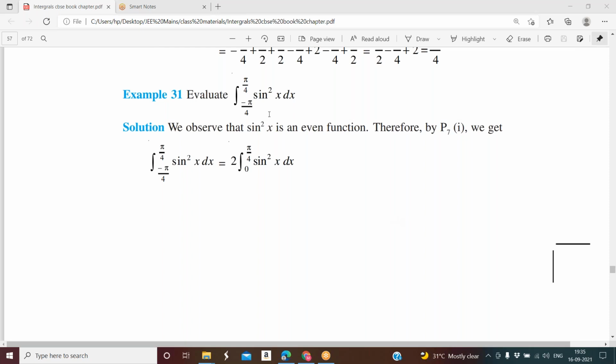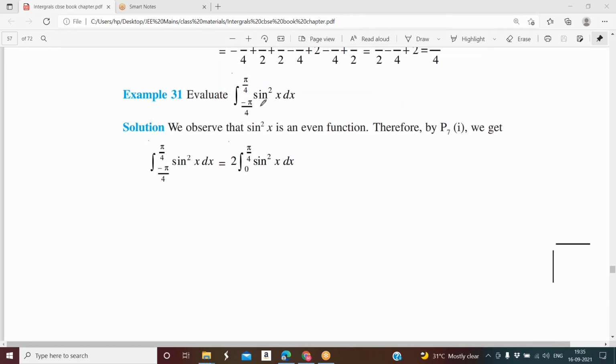Okay, the next problem is evaluate integral minus pi by 4 to plus pi by 4 sine square x dx. Now see the integral, we have sine square x dx. While you are evaluating definite integrals, you have to check the integral, whether it is an even function or an odd function, or can we use any other property here. Or directly we can go for substitution method. Now think of all the options.